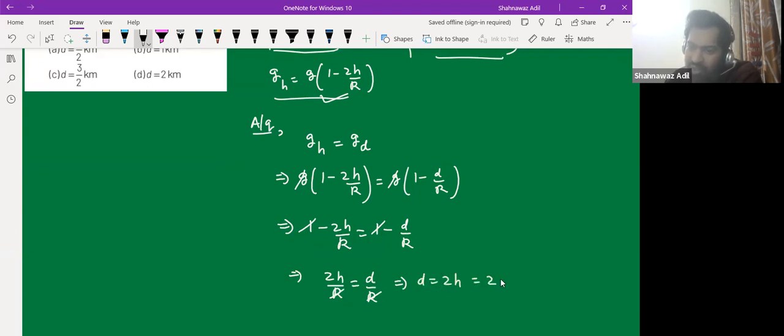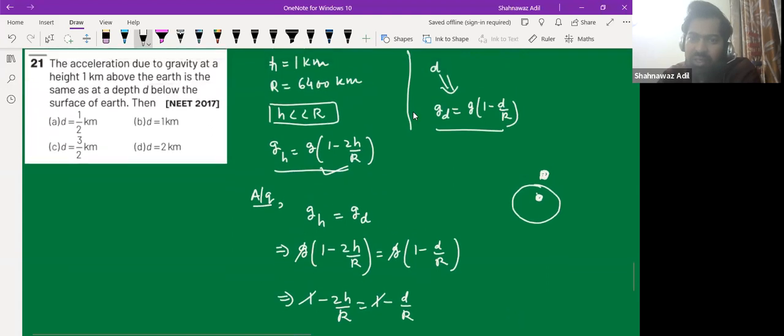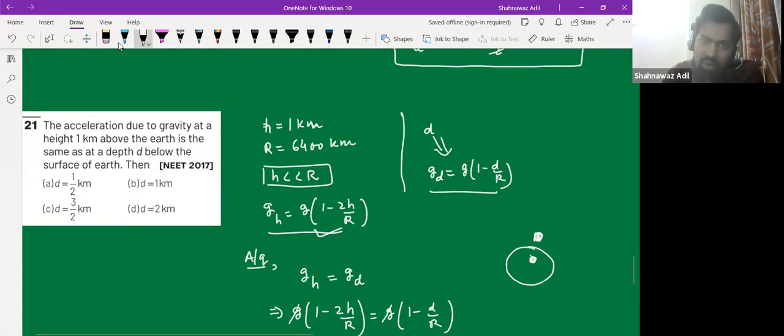And we know the value of h, right, already. So that is 1 kilometer. So the depth would be simply 2 kilometers, right? So if you have an object which is 1 kilometer above here, it will experience the same force as 2 kilometers below. So at both these positions, the force would be the same, and acceleration would also be the same. So acceleration at height would be equal to acceleration at depth. This is what we get. Is it clear? Depth would be 2 kilometers.